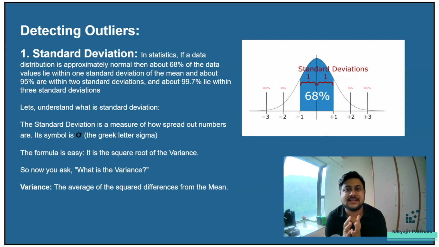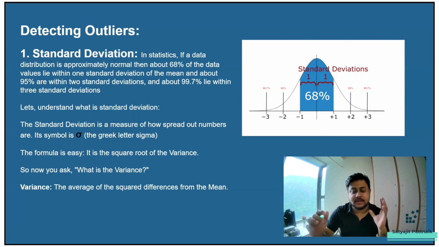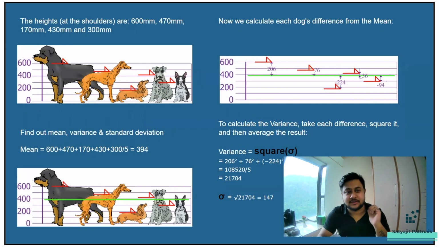So many statistical terms, right? But we'll see what variance is. Variance is nothing but the average of the squared differences from the mean. It looks a little bit complicated, but I will make it sound easier.